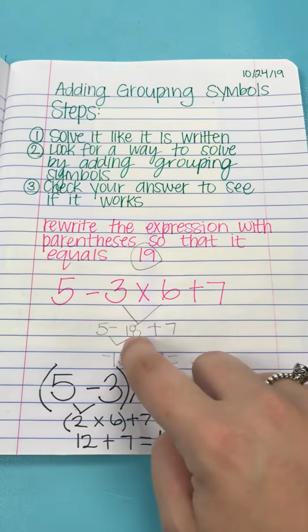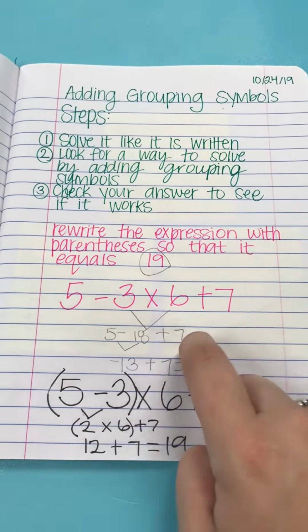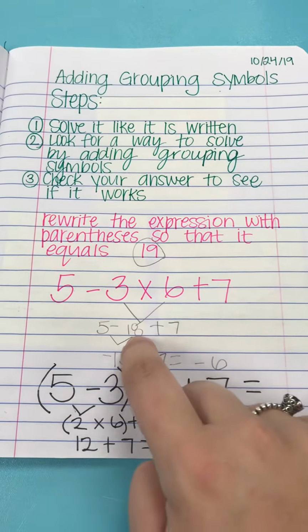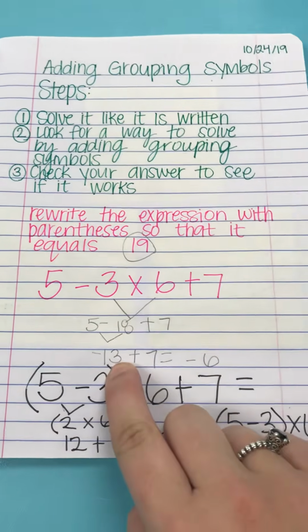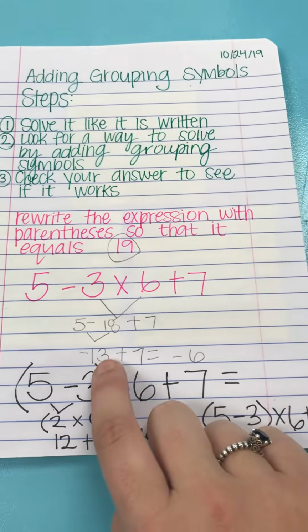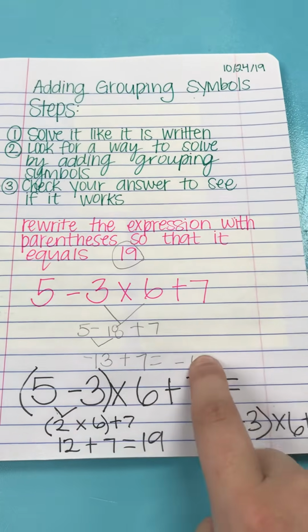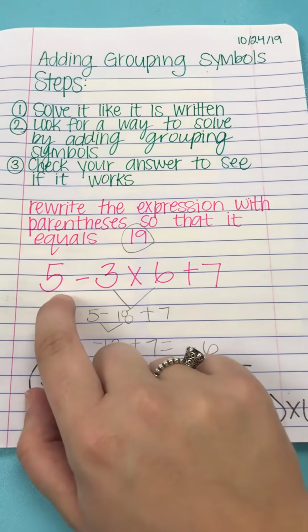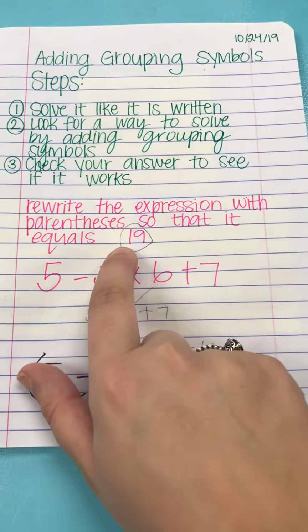3 times 6 is 18, and then I'll rewrite my problem: 5 minus 18 plus 7. 5 minus 18 actually makes negative 13, and we're not dealing with negatives in 5th grade. Negative 13 plus 7 would be negative 6. So what we need to ask ourselves is, how can we manipulate these numbers to make the expression equal to 19?